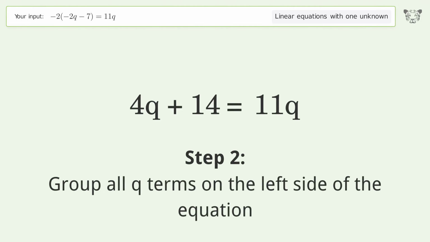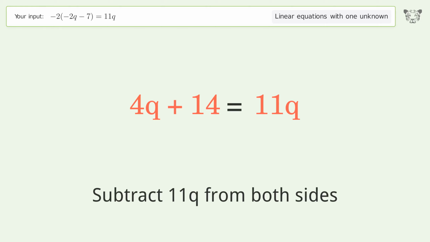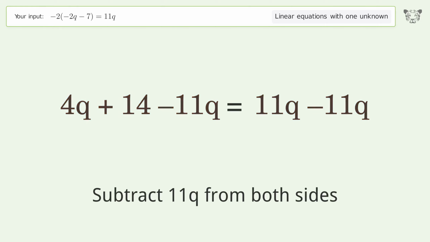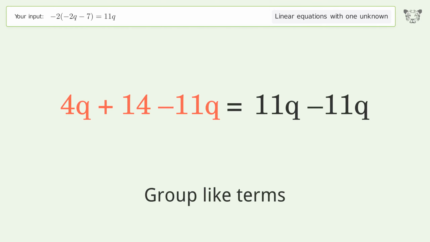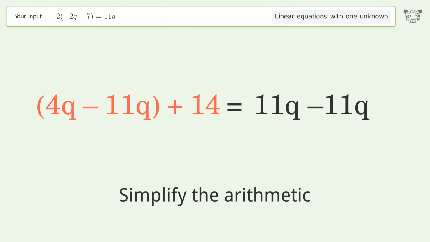Group all q terms on the left side of the equation. Subtract 11q from both sides. Group like terms. Simplify the arithmetic.